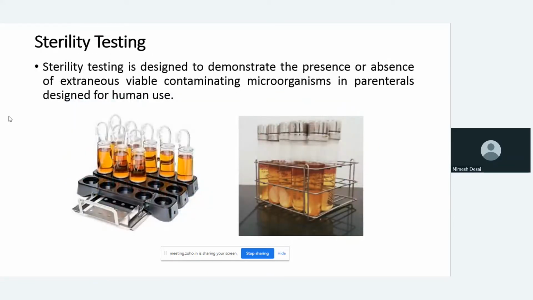After that, there is another test, the most critical test in the pharmaceutical industry: the sterility test. The sterility test is designed to demonstrate the presence or absence of extraneous viable contaminating microorganisms in parenterals designed for human use. Whatever injections we manufacture, we need to perform the sterility test. Why is it a mandatory test, and why should there be no growth of microorganisms? Because parenterals, as everyone should know, are administered directly through intravenous or intramuscular routes, in direct contact with human blood. If there is some contamination in the injections, it has a direct adverse impact on the patients. That's why the sterility test is mandatory for parenteral preparations.